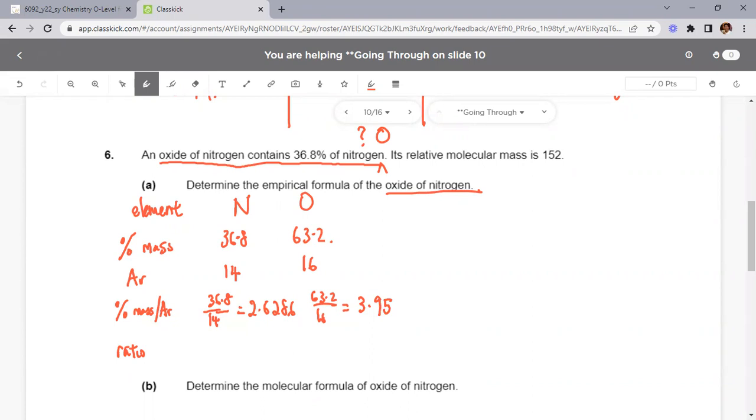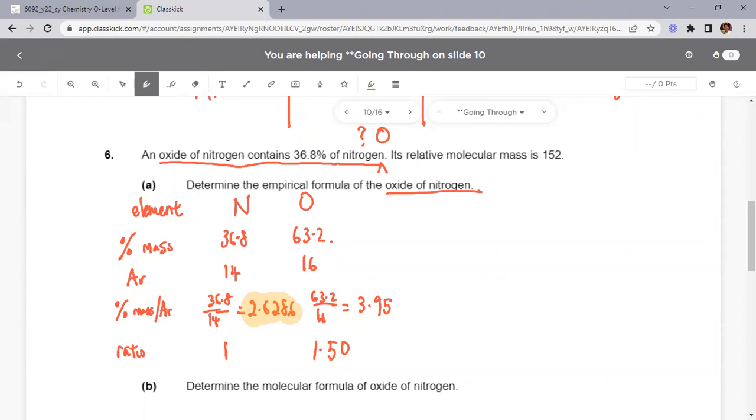That's why you need the ratio. Ratio means to divide by the smallest number. In this case, this is the smaller number, so obviously anything divided by itself will be 1. So N will be 1. Oxygen will be 3.95 divided by 2.6286. You're going to get 1.5027. Okay, I'm going to do 3 SF, so 1.50.